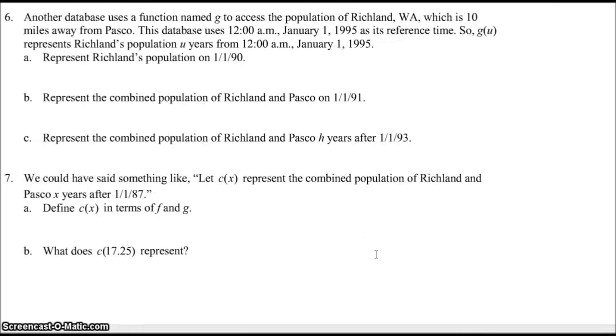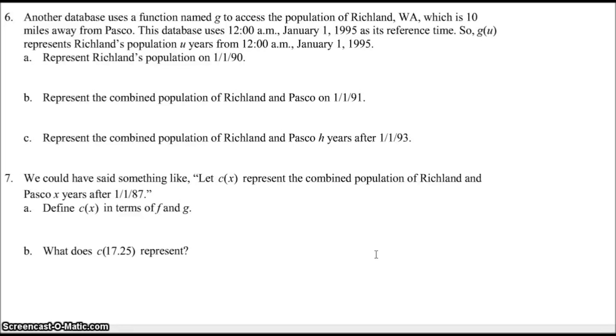Number 6. Another database uses a function named G to access the population of Richland, Washington, which is 10 miles away from Pasco. The database uses 12 a.m. January 1st, 1995 as its reference time. So G of U represents Richland's population U years from 12 a.m. January 1st, 1995.